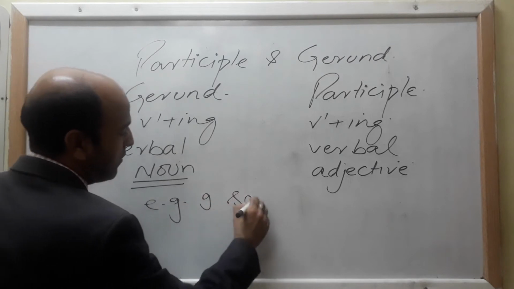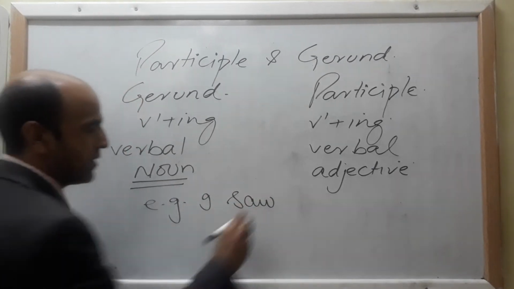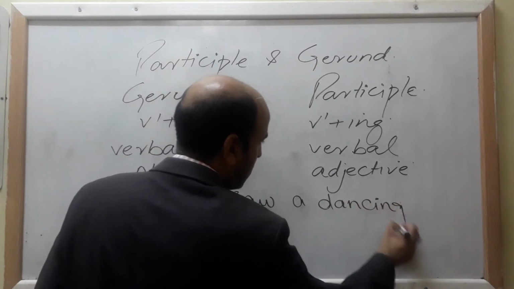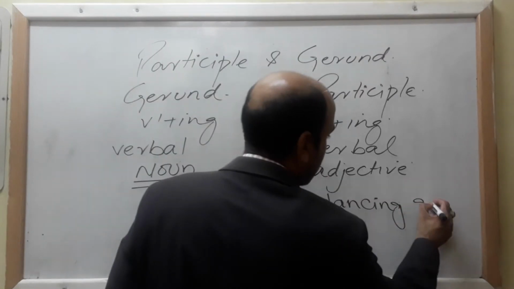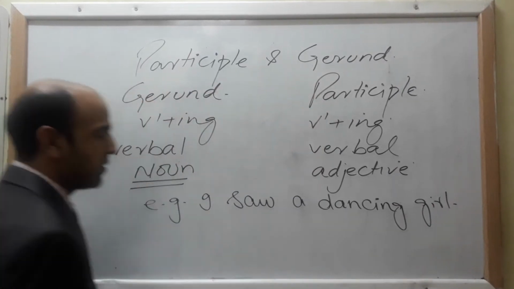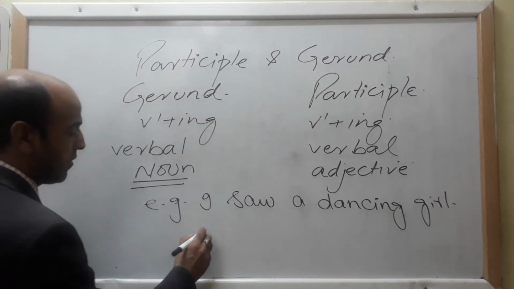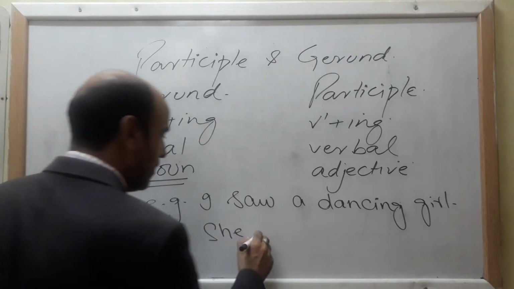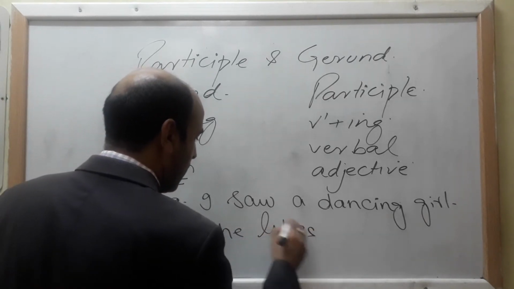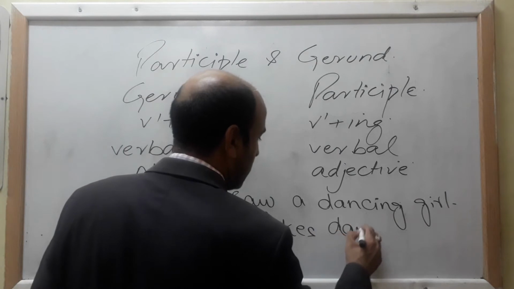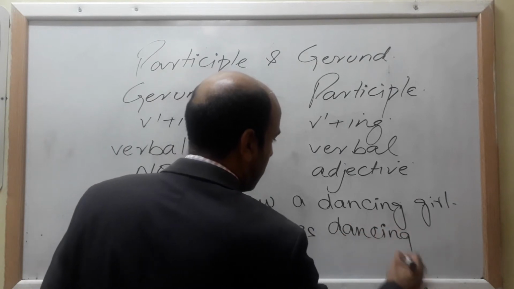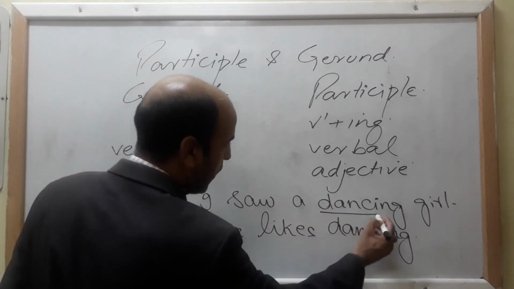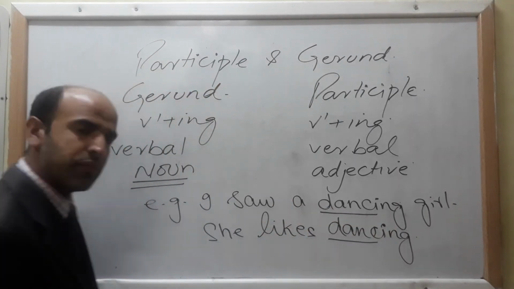I saw a dancing girl. Second example: she likes dancing. Now you can see dancing, V1 plus ing, in both examples.